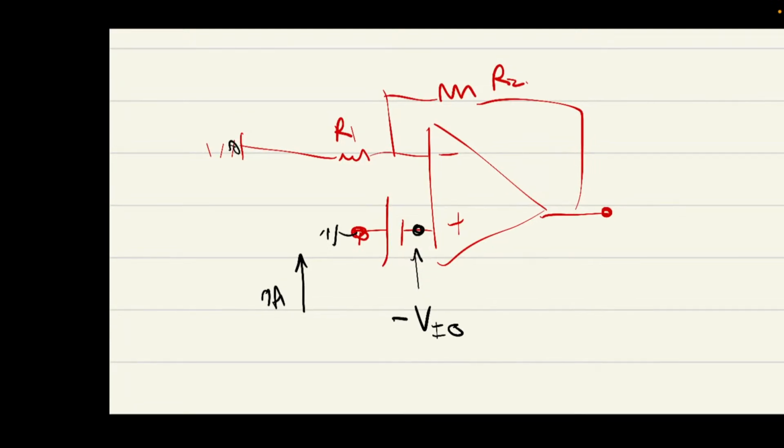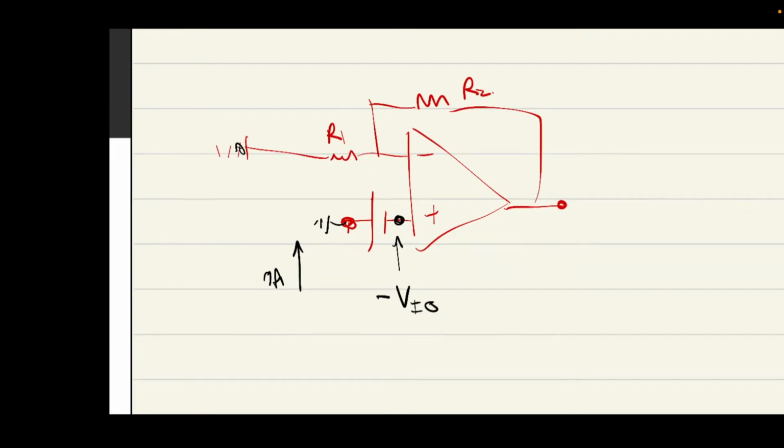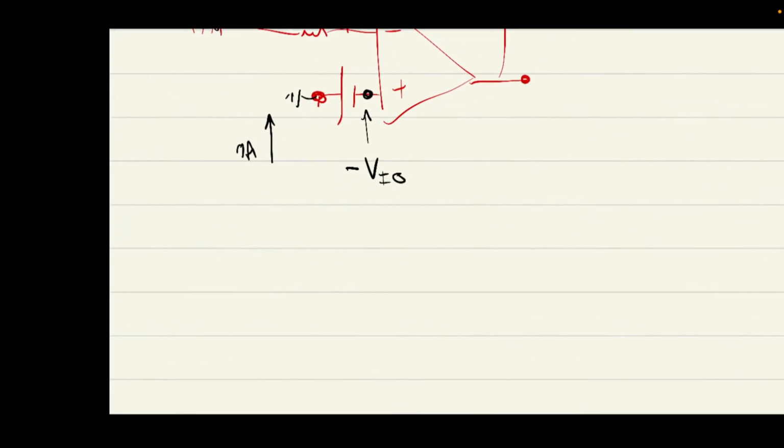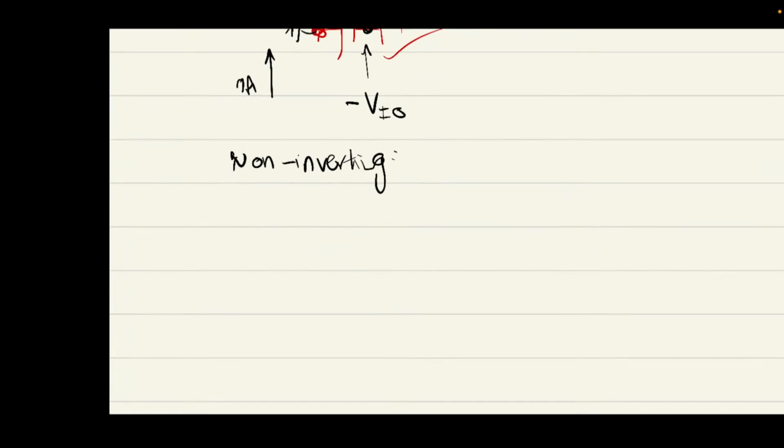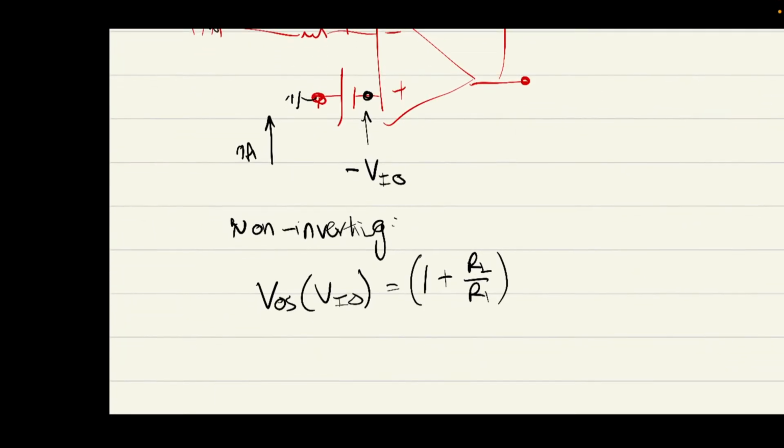Now this circuit should look quite familiar. Can anyone tell me what op-amp amplifier we have here? Inverting or non-inverting? Yeah, non-inverting. So I'm just going to use the formula for a non-inverting amplifier here, rather than doing the entire derivation. So the offset due to Vio is going to be 1 plus R2 on R1 times the positive terminal voltage, which is just negative Vio. So this is going to be negative Vio.